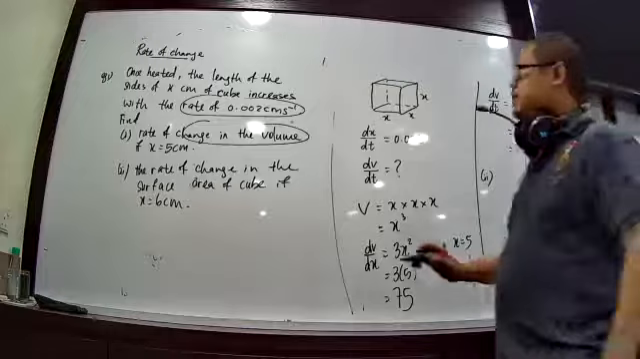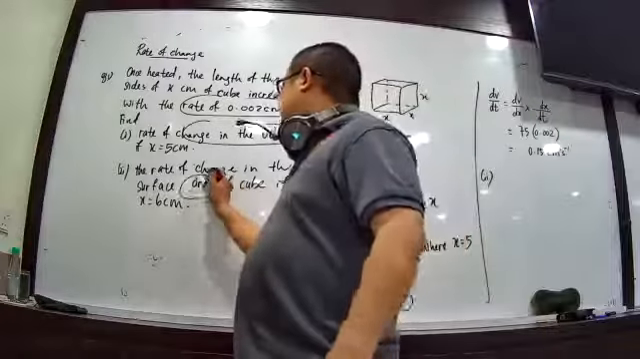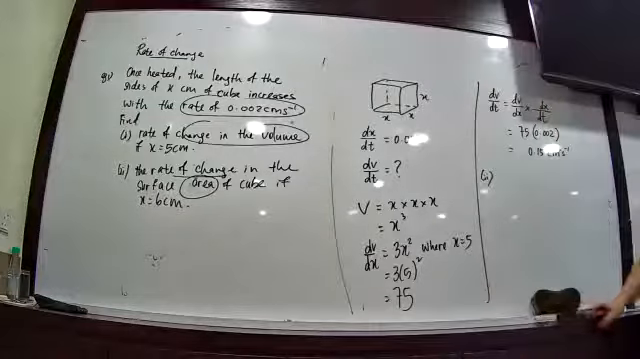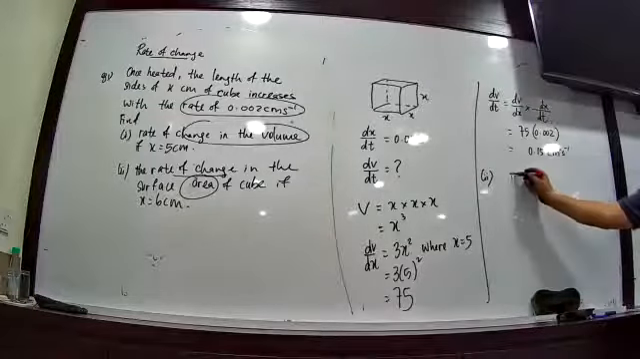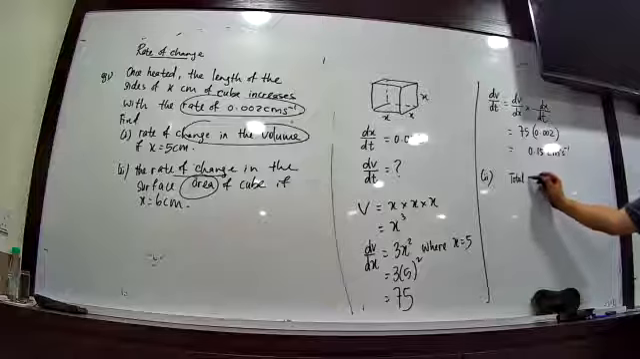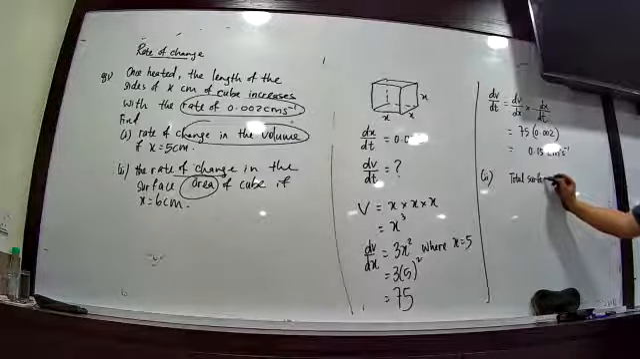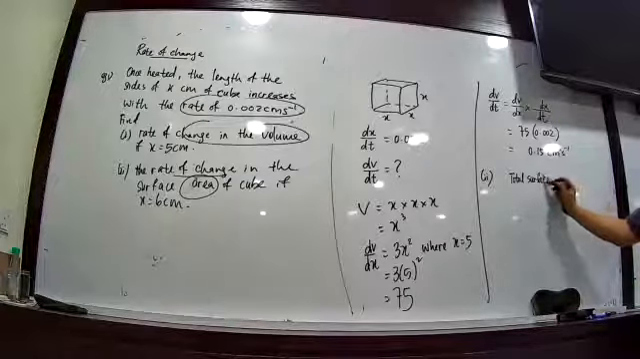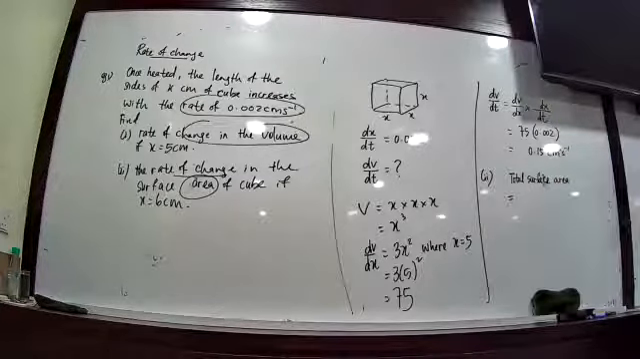Okay, now this one they want you to find is the surface area. 可以找出来吗? Surface area is more formula. So for the cube, how many surface areas do you have? 有几个表面呢?